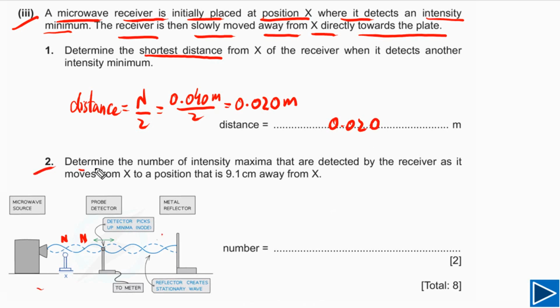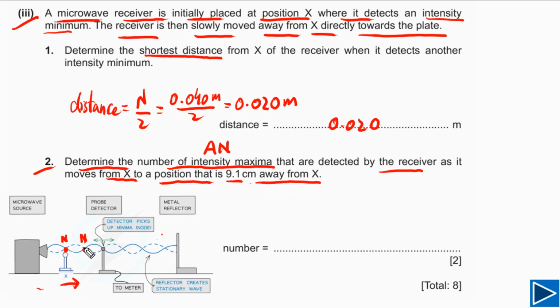For the next part, we need to determine the number of intensity maxima. It simply means that we need to determine the number of antinodes when the detector is moved from position X to a new position that is 9.1 centimeters away from X. So at this point our detector was placed at position X. Then we move our detector to the right and the new position from this one is 9.1 centimeters away.